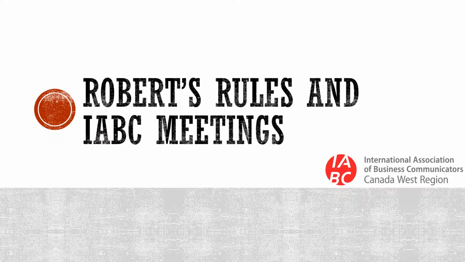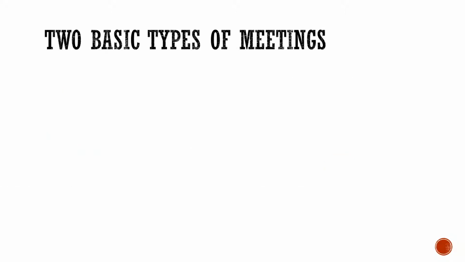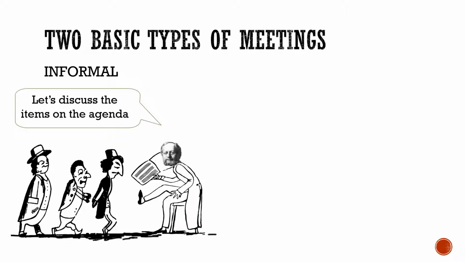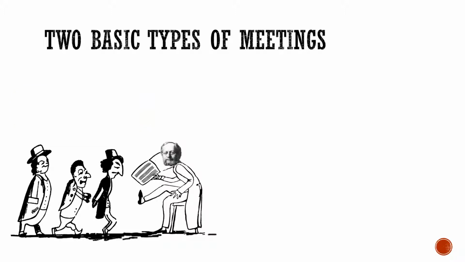So let's fast forward to today and see how these rules can assist us in having effective IABC meetings. Let's chat about meetings first. There are basically two types of meetings, informal and formal. Informal meetings aren't just casual get-togethers. There can be an agenda and minutes taken, but items are discussed more for information purposes only. Formal decisions are not made.